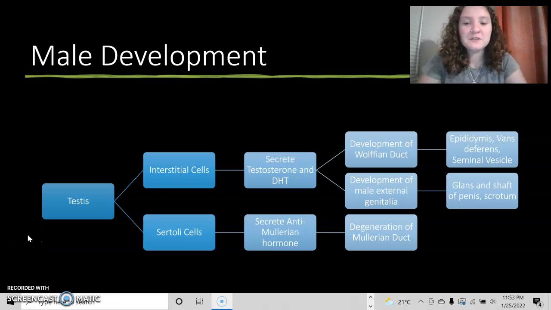Now let's look at the function of the Sertoli cells. The function of Sertoli cells is to secrete anti-Müllerian hormone, which eventually causes the degeneration of the Müllerian duct. And if you recall from our earlier slides, the Müllerian duct is very significant in female reproductive development, and therefore is not needed if male development is occurring.